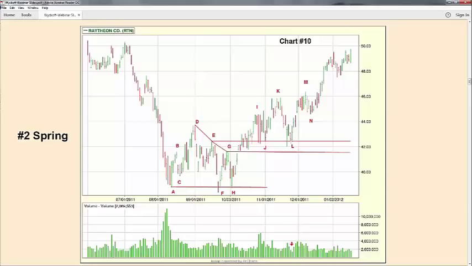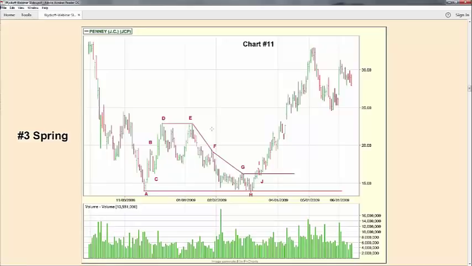By the way, Raytheon is trading at a little over $175 a share. So getting in at point L or getting in at point H on the spring would have brought the Wyckoff trader some wonderful profits.